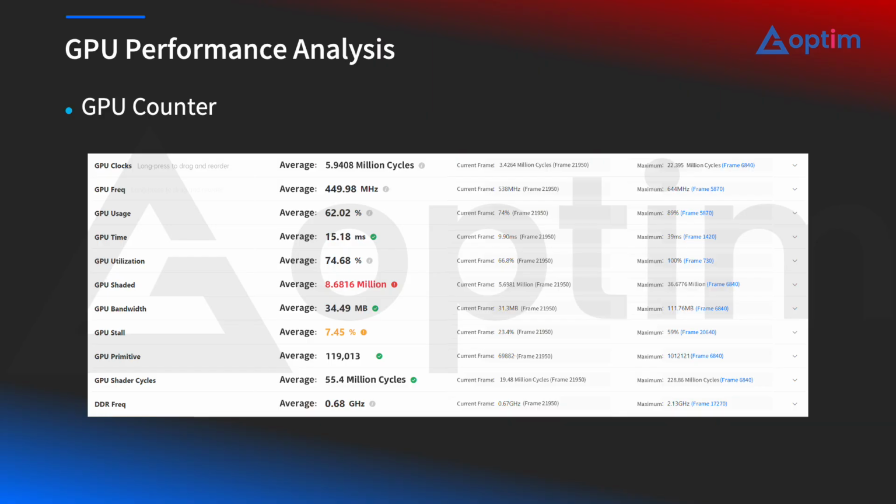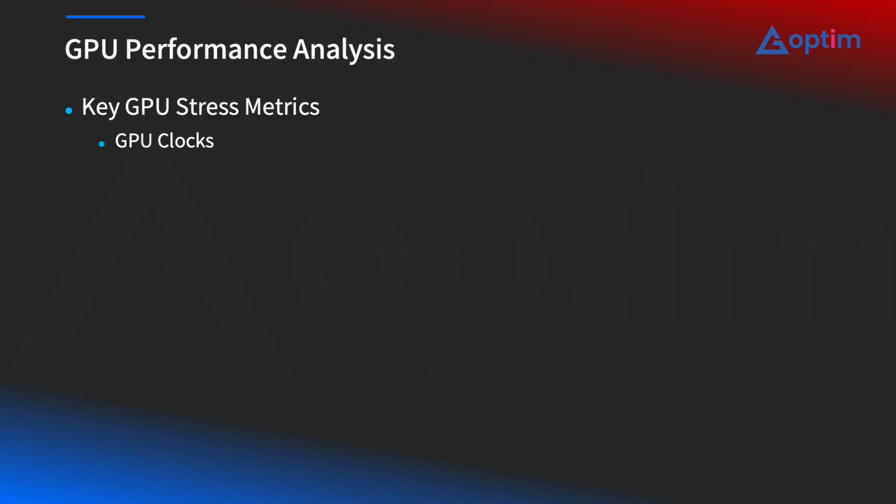For example, GPU frequency, GPU shaded, which represents how many pixels we have shaded, and GPU primitive, which indicates how many triangles are submitted from the CPU to the GPU. All of these are related to GPU workload, but the most critical one for today's discussion is clocks. You can think of it as the core pressure indicator, because it directly tells us, during a frame trace, where the GPU is under heavy load and how heavy that load actually is.